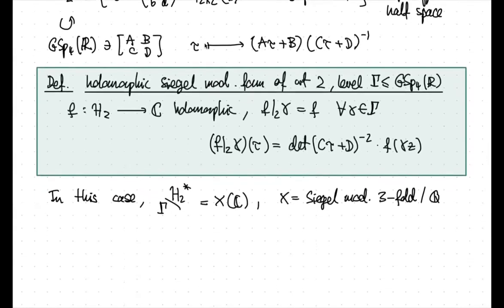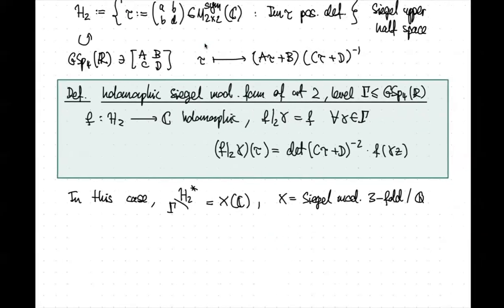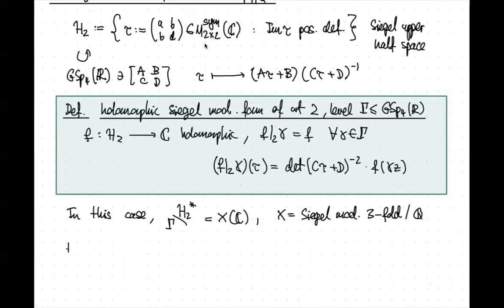So you could imagine maybe that F now defines differential forms on this upper half space, but it turns out that this weight 2 is too low for that. However, F is not what is called cohomological.